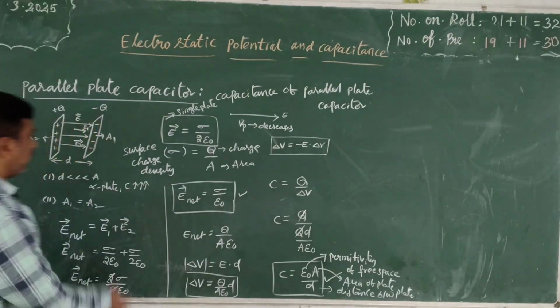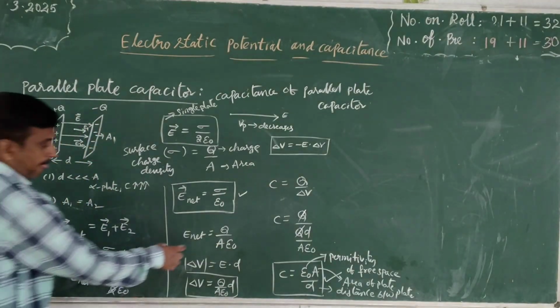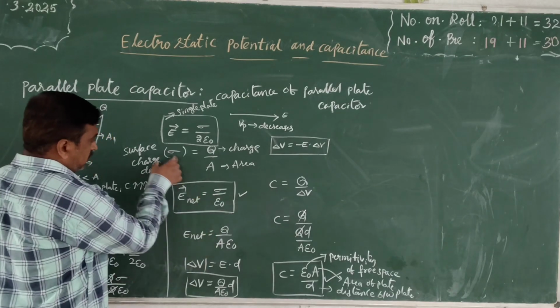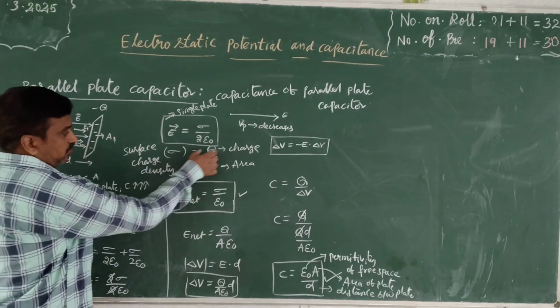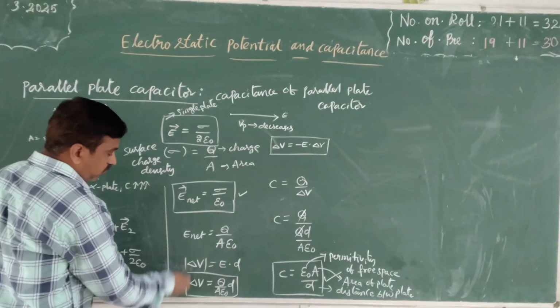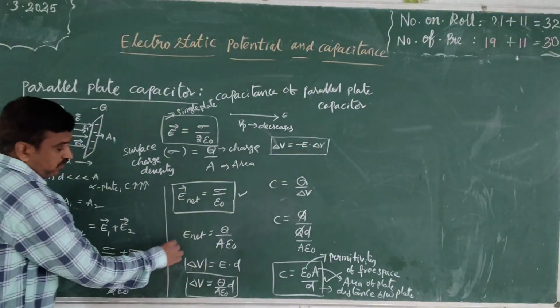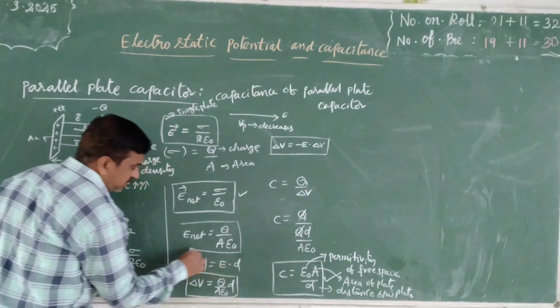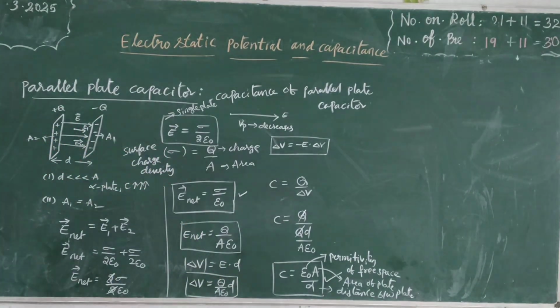It is the net electric field between the parallel plates. E net is equal to sigma, meaning surface charge density, which is charge per unit area, so sigma is Q by A epsilon naught. So what is the net electric field now? Due to the parallel plate capacitor, E net equals Q by A epsilon naught.